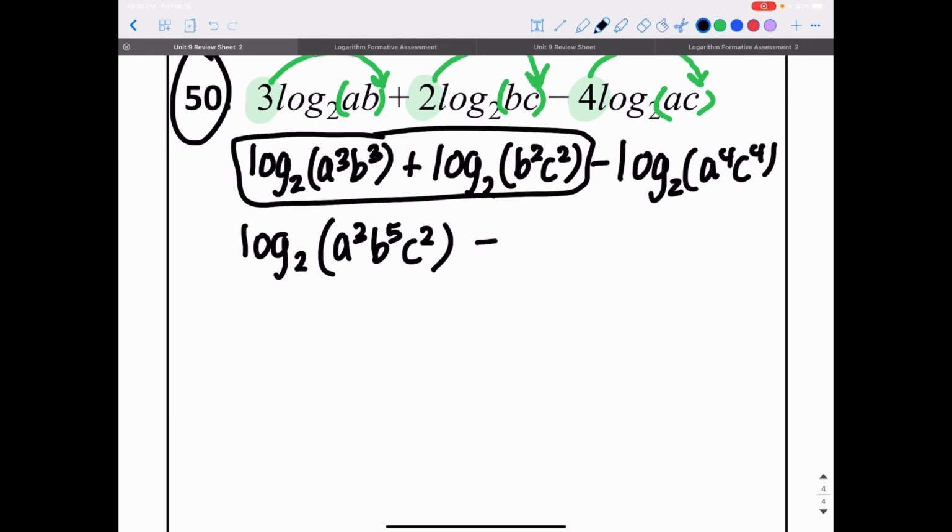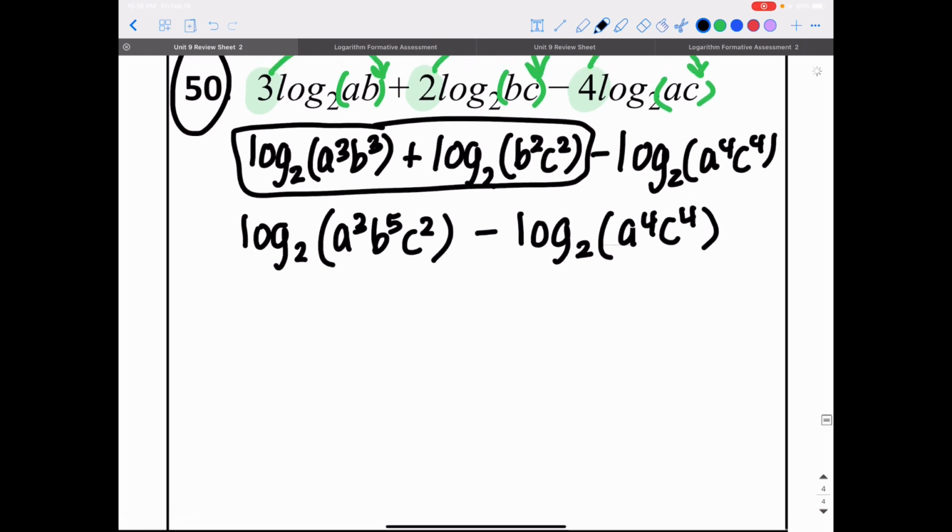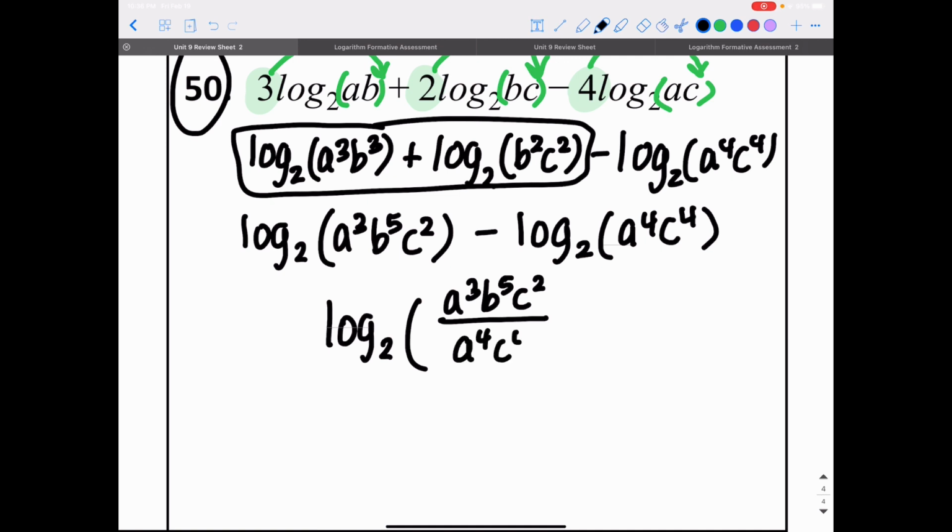I have that, and I'm subtracting log base 2 of a to the 4th power, c to the 4th power from that. Since there's subtraction in between these two logarithms with the same base, I can do division to combine them. I'll have log base 2 of, in the numerator, a cubed b to the 5th power c squared divided by a to the 4th power c to the 4th power.